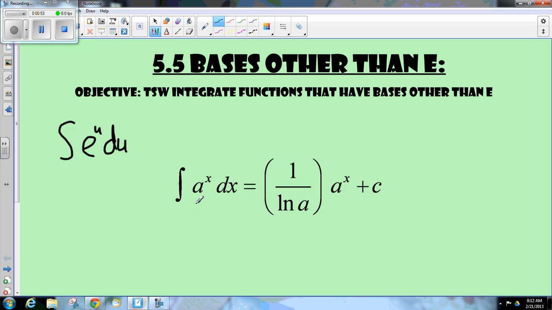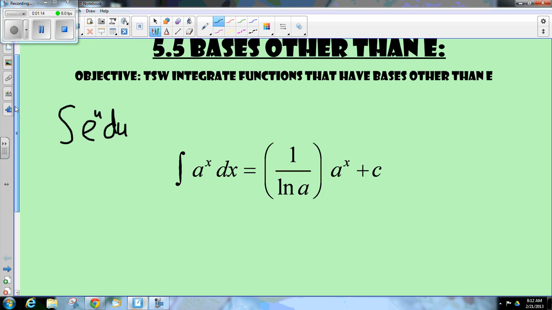So if I have a number as my base to a certain exponent, so a to the x dx, the integral of a to the x dx would be 1 over the natural log of a, whatever your base is, times a to the x. Okay, 1 over the natural log of a times a to the x. Let me give you an example and make a little more sense here with actual numbers.